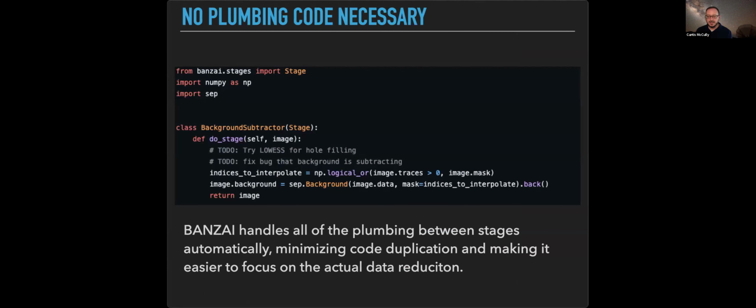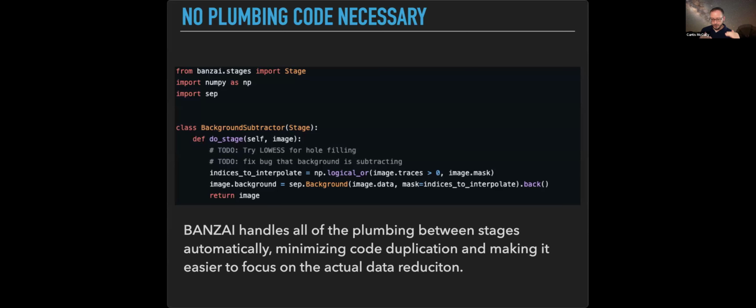In fact, this is the entirety of the code that you would have to implement for our background subtraction stage. Now, of course, I picked an extra simple one where we've shelled out to a particular library called SEP, which was maintained by Kyle Barbary. It's a Python wrapper to the Source Extractor background algorithm. But the point is still the same.